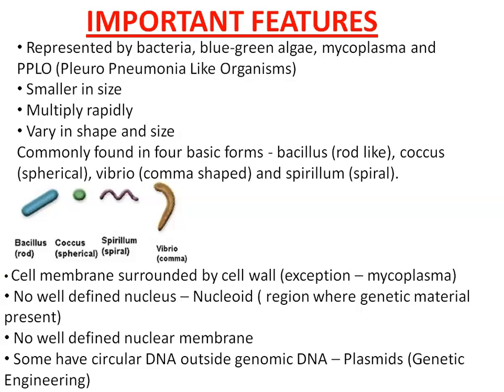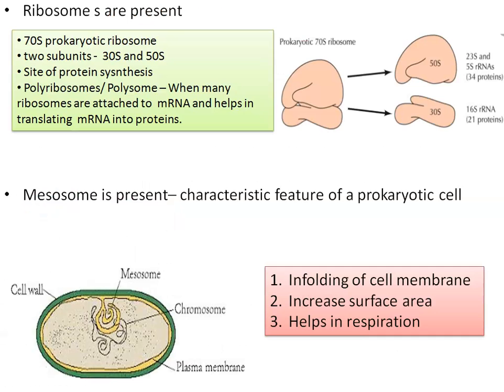Some prokaryotes have a circular DNA which is outside the genomic DNA. So genomic DNA is present in the nucleoid, and outside that genomic DNA there is some other circular DNA present. These circular DNAs are called plasmids, and these plasmids have a lot of applicability in genetic engineering. We will do that in other chapters, what is the use of this plasmid. For now, you need to focus on the very basic features of prokaryotic cells.